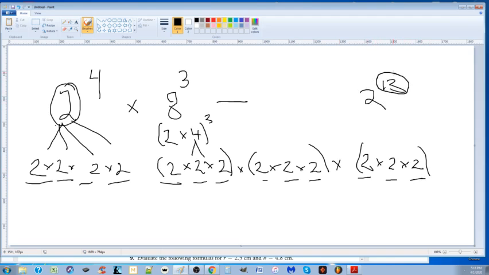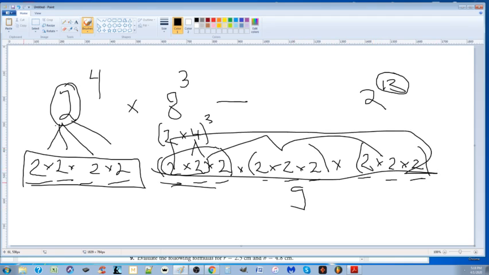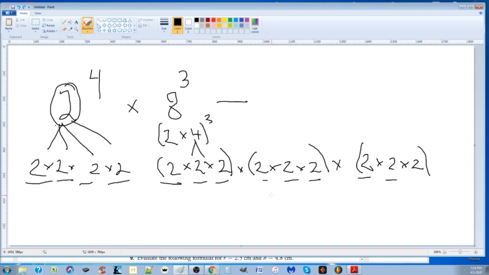Let's see if I could have come up with that number, 2 to the power of 13, in a shorter way than I did. This still works. And by the way, I could have added this up quickly by saying it's 3 times itself 3 times. That's 9. 9 2s in this whole area, and 4 2s here, and they add up to 13. Let's see if there's a shorter way that I could have.